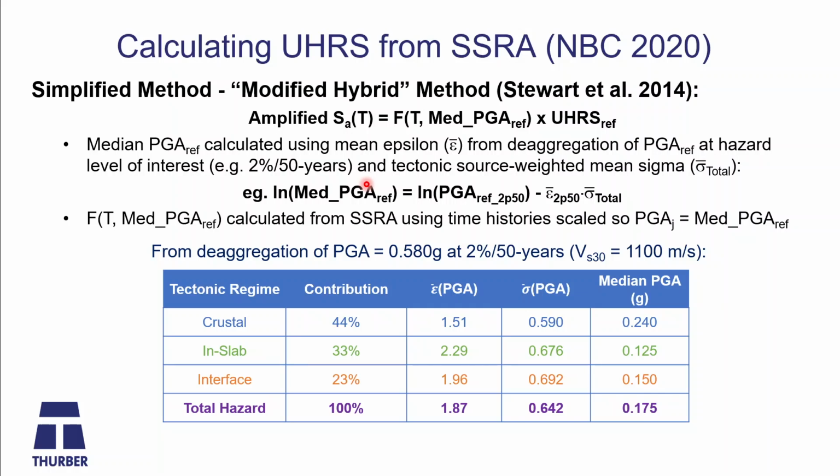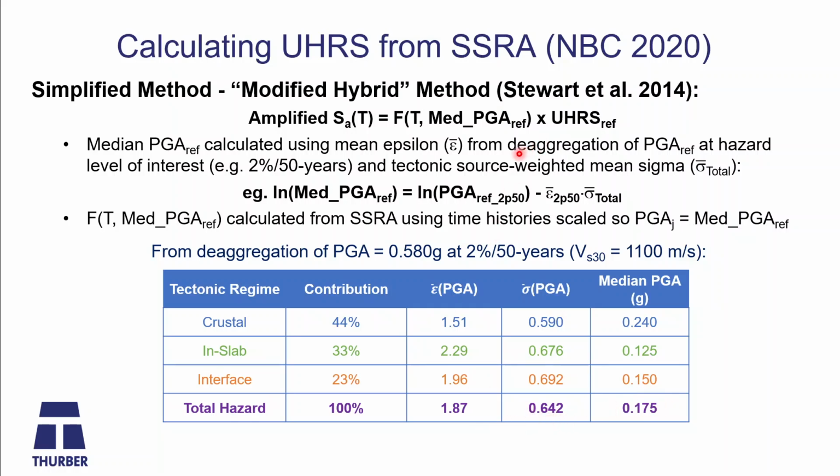We also wanted to look at some simplified methods, specifically the modified hybrid method described in that PEER document. Essentially what you're doing in this case is calculating the amplified response spectrum by taking the amplification function, just like in the hybrid method, multiplied by the UHRS of your reference ground condition. But the difference now is the amplification function is conditioned not on the probabilistic value of 0.58g, but on the median PGA value. In this case, for total hazard, 0.175g, this one down here.